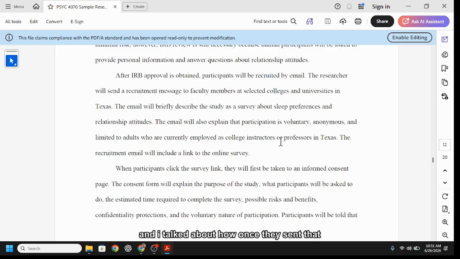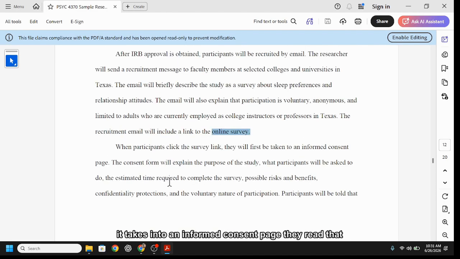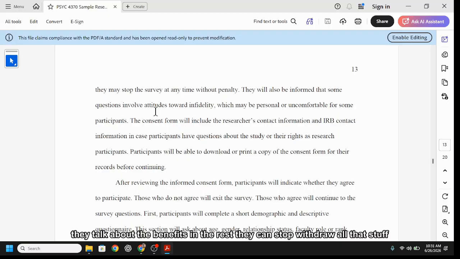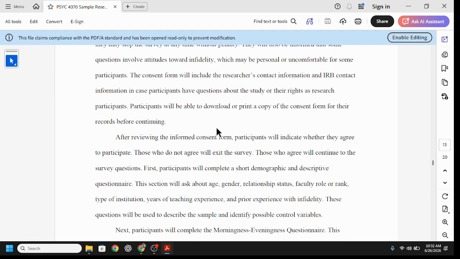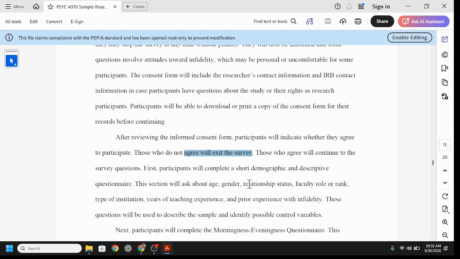And I talked about how once they get that recruitment email, it has a link to the online survey. So they're able to consent and start right then. It takes them to an informed consent page. They read that. They talk about the benefits and the risks. They can stop, withdraw, all that stuff. And they have a right to a copy of that consent form, and they can also print that out before they continue. If they don't agree to consent, they exit the survey and they go on about their life.